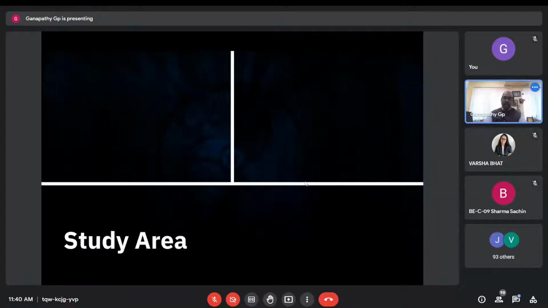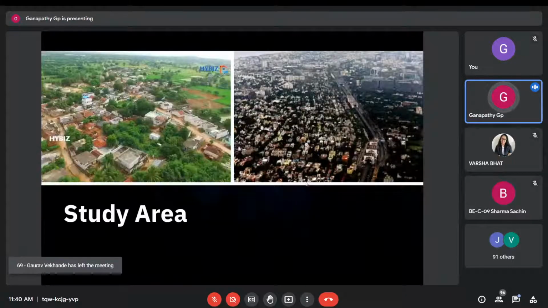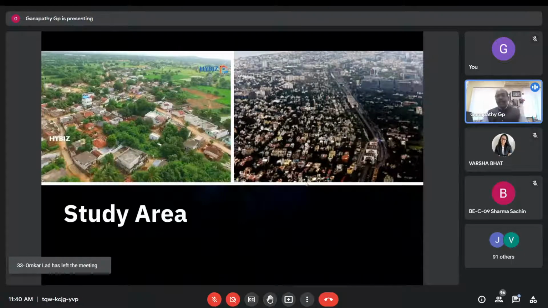And the study area: for example, the right hand side picture is a city area, and the left hand side picture is a rural area. The area may be 10 square kilometers on the left hand side, and the right hand side also 10 square kilometers. But in the rural area, within 10 square kilometers, you have only around 100 buildings, while in the same area on the right hand side, the urban area, you have hundreds of buildings. So a disaster in an urban area has more impact compared to a rural area, in terms of the building damage and collapses which are going to happen.